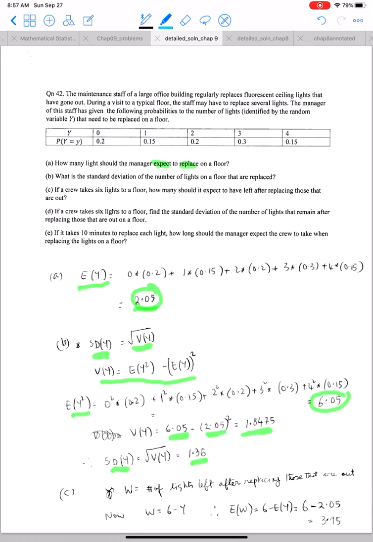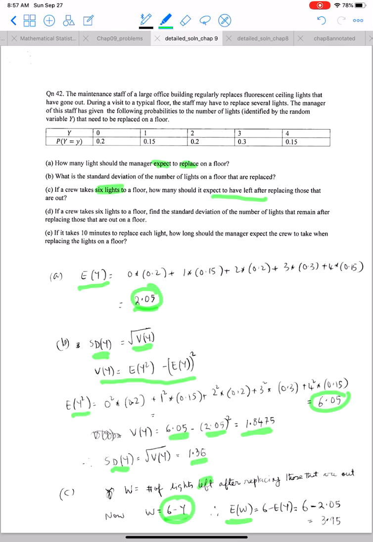And then, how many should it expect to have left after replacing those that are out? So we start off with 6 lights, and then we replace, and then we have a few left. So the number that are left is 6 minus those replaced. So my random variable is 6 minus y.